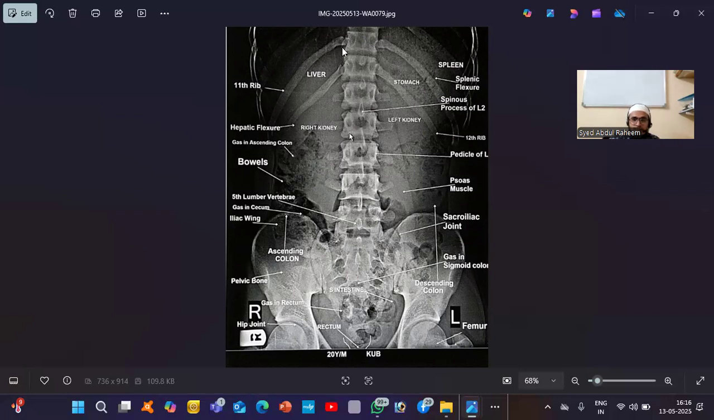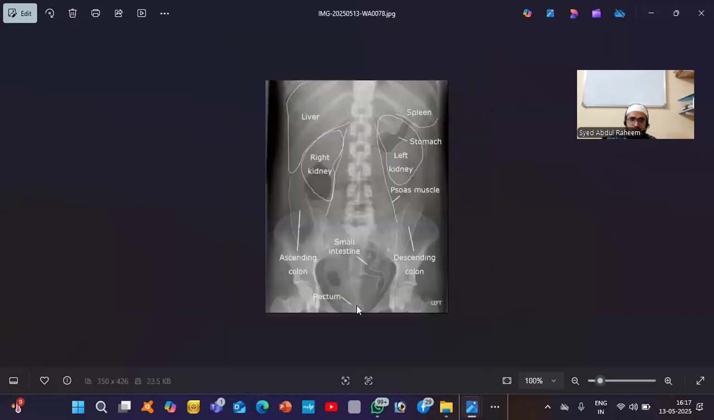Here is the 11th rib. This is the 11th rib, then the 12th rib; the others we call floating ribs. You have the spleen at the level of the 11th rib. Here, sorry, the liver, and opposite the liver you have the spleen. Here you have the right kidney, left kidney. You have to see all this: ascending colon, descending colon.